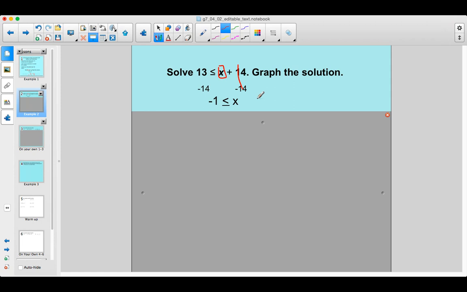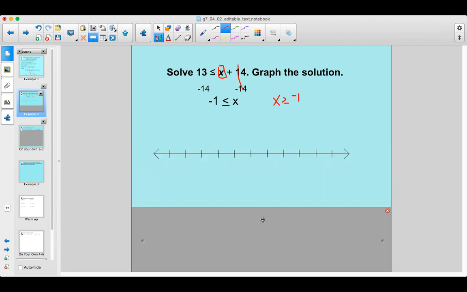Now, you can rewrite this if it's easier. This is the way my brain works. This is not what everybody needs to do, but sometimes it's better to have the variable first, so you just kind of read it backwards. So instead of negative 1 is less than or equal to x, if I read it backwards, I would say that x is greater than or equal to negative 1. So you're kind of just starting at the x and writing it in the reverse form.